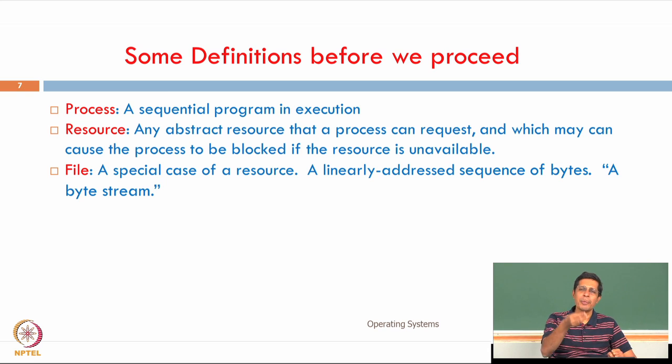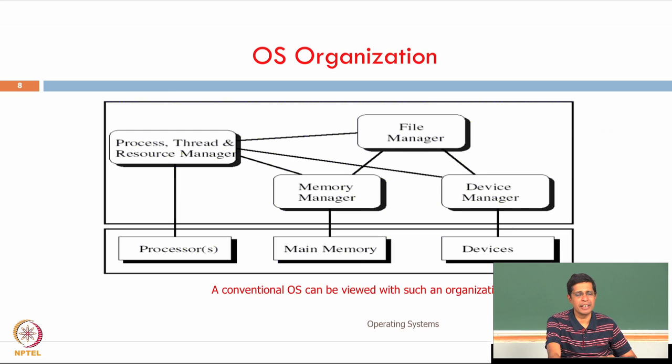A process can request some memory location by saying I want to read or write into a particular memory location. The memory location is a resource, and when that resource is not available, for example my CPU is not available or my peripheral is not available, the process can be blocked. If I am blocked, I cannot execute further because I need a resource and that resource is not available. The operating system can block me and then allow me to proceed once that resource becomes available. A file is actually a special case of a resource. A very broad definition of a file is a linearly addressed sequence of bytes, or what you call a byte stream. We will be looking into files also in great detail.